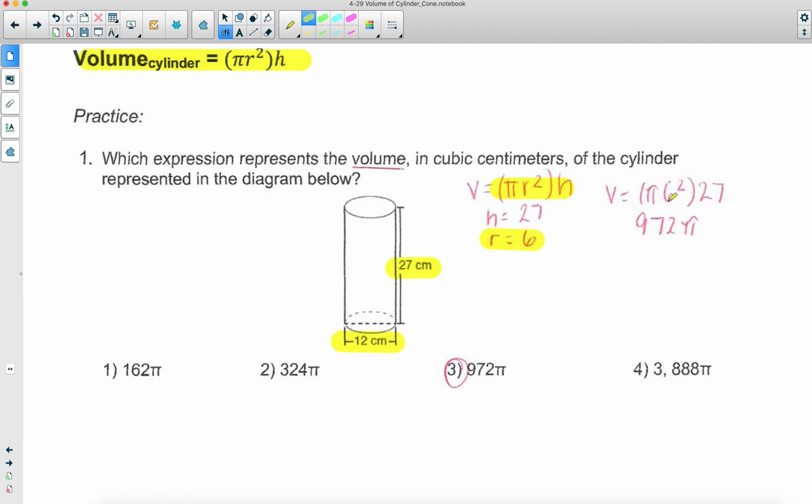Once I have my radius, I substitute it in, substitute in my height, and I look and I see pi in my answer, right down here. So that means in my calculator, I'm just evaluating 6 squared times 27, which is 972, and then I tag along pi. So it should be choice 3, 972 pi cubic centimeters.